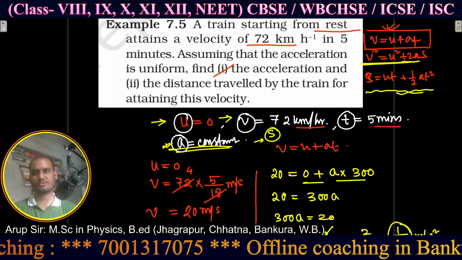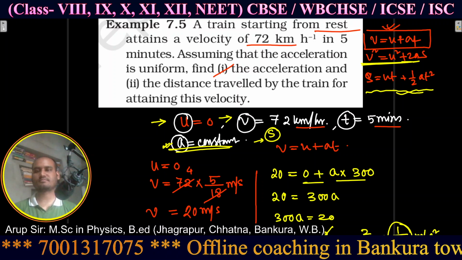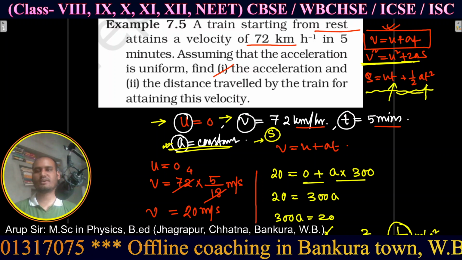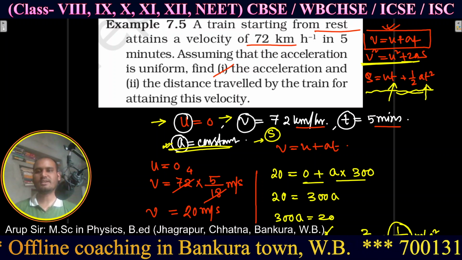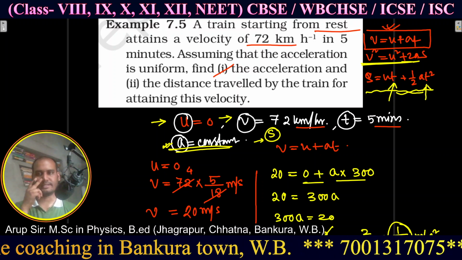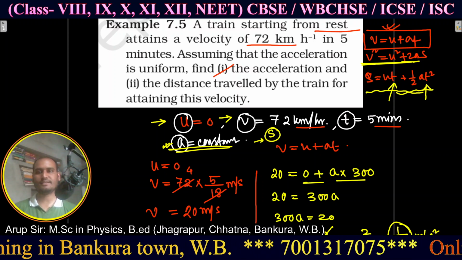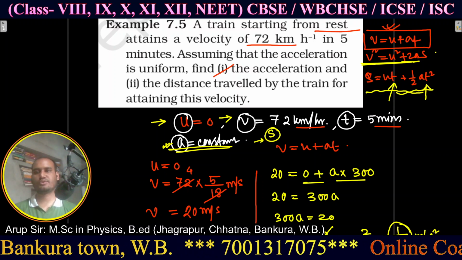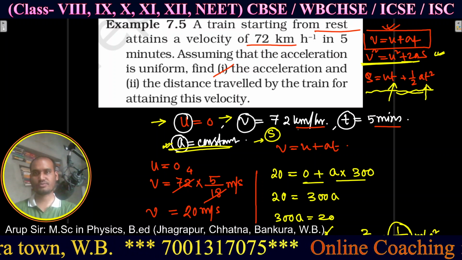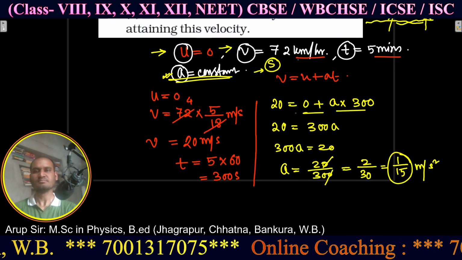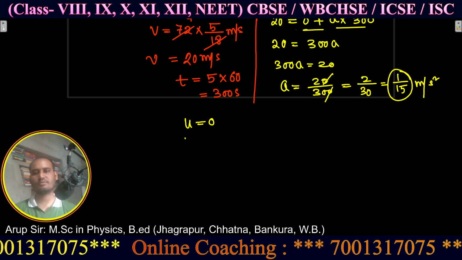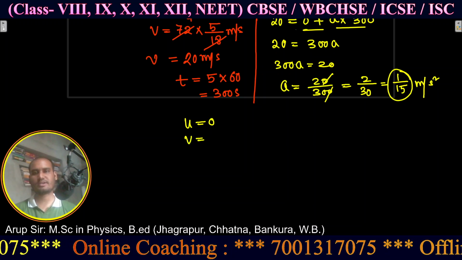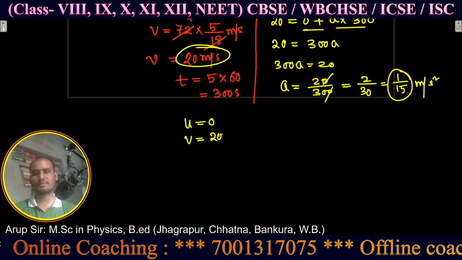Because time is known. But since both t and t square terms are present, this is why I am not using this formula. The calculation part will be lengthy. This is why I am going to use the formula v square equals u square plus 2as. So we need distance. What information is provided? U equals 0, v I have already calculated, it is 20 meter per second.